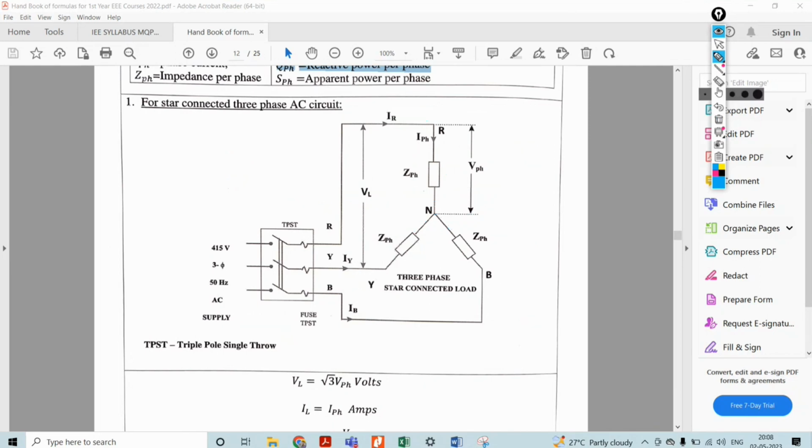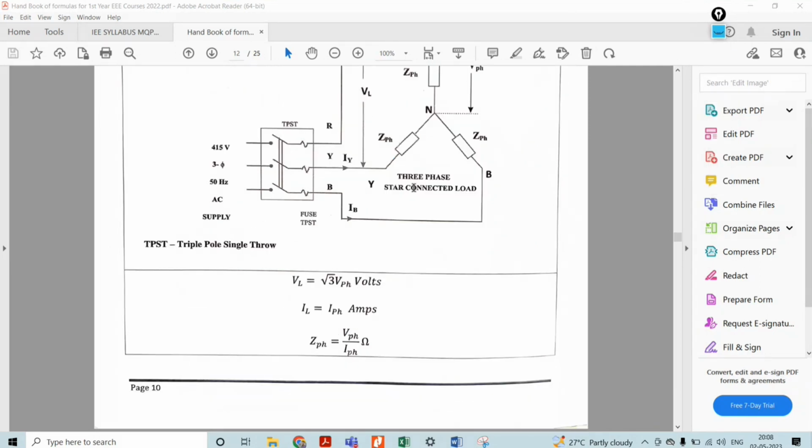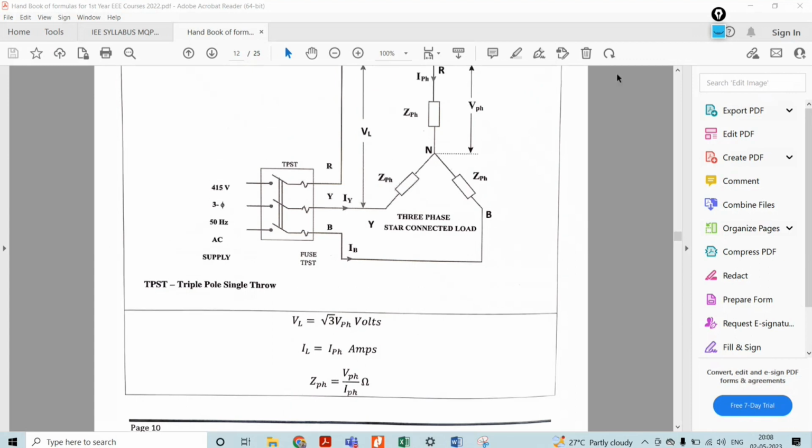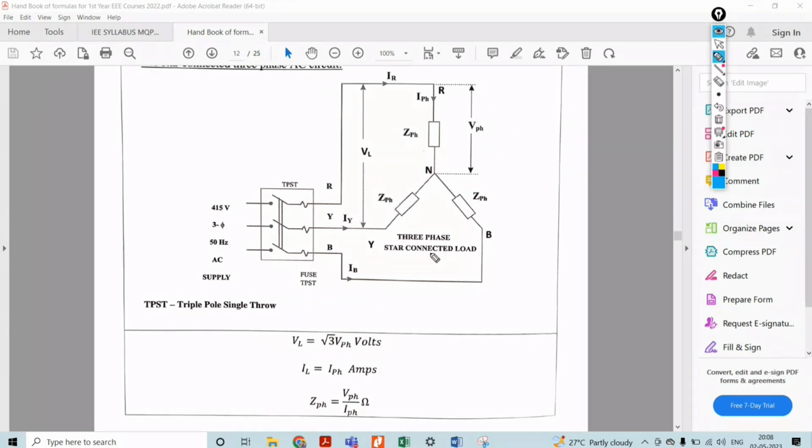In case of star connection, derivation is not required, but you can remember these equations. VL equal to root 3 times V phase, IL equal to I phase. Then Z phase is V phase by I phase. These three formulas are required in order to solve the numericals. In your regular class I used these and solved some numericals. Practice those types of numericals.